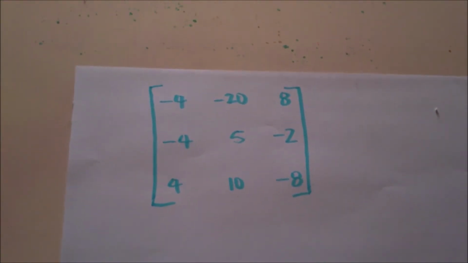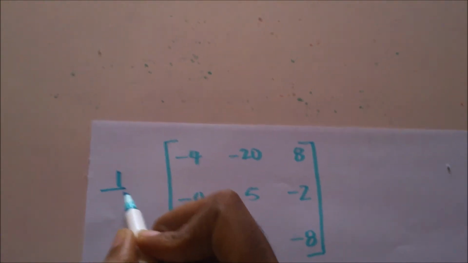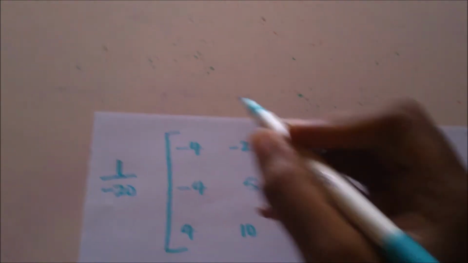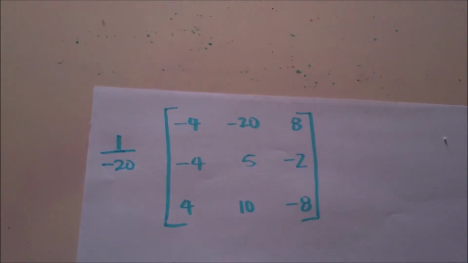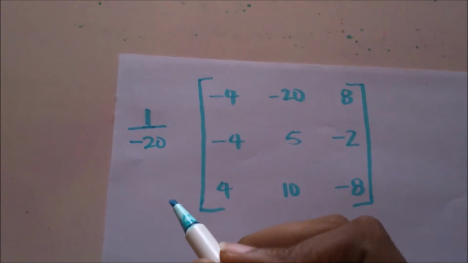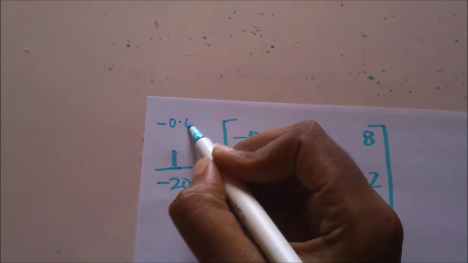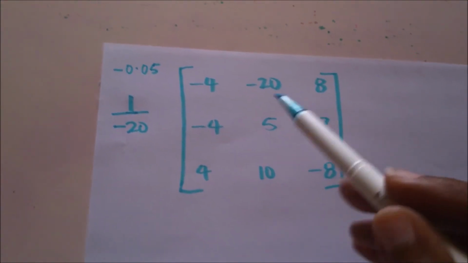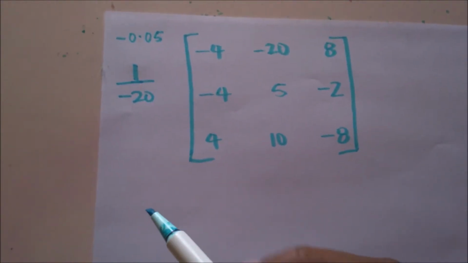So to do this, we put 1 over the determinant, which is -20, and we're going to multiply it by this matrix. So what I did was convert this to decimal. So 1 divided by -20 is actually -0.05, and then we can just use that to multiply by this, and then we get the answer, the full matrix.